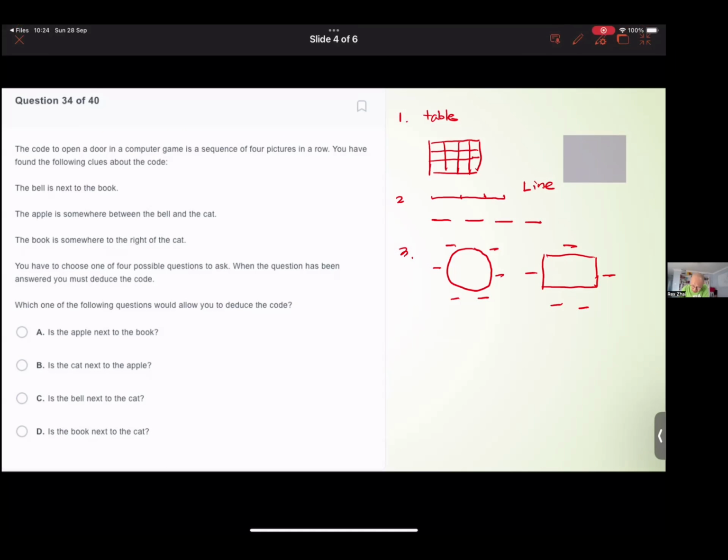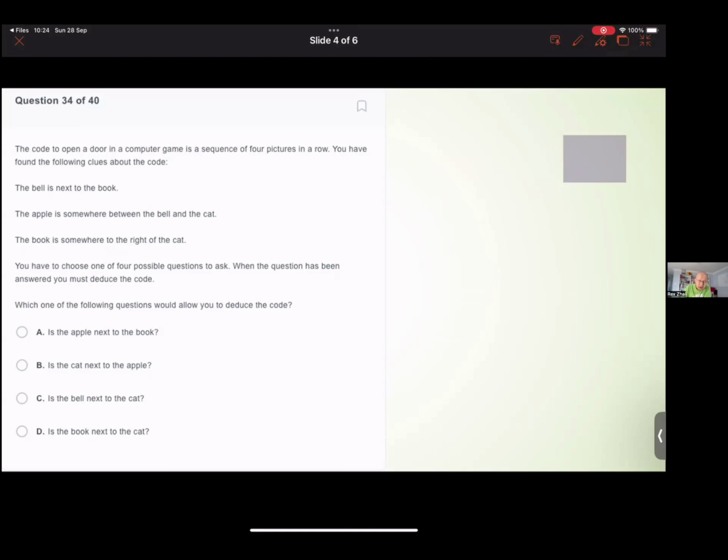Okay, now let's have a look at this question. This question is telling us that in this game, we are sequencing 4 pictures in a row, and we have the following information given to us: 1, 2, 3. They give us 3 pieces of information. Since it's only 4 pictures, there are no multiple groups. It's just one group of subjects, 4 pictures. So for this question, of course, the line will be the best choice. So we choose the line: 1, 2, 3, 4. That is 4 pictures. Look at the first one.